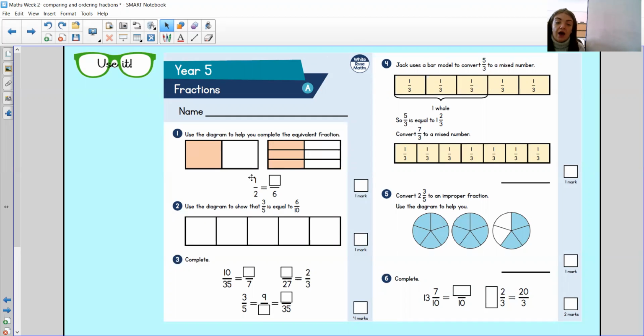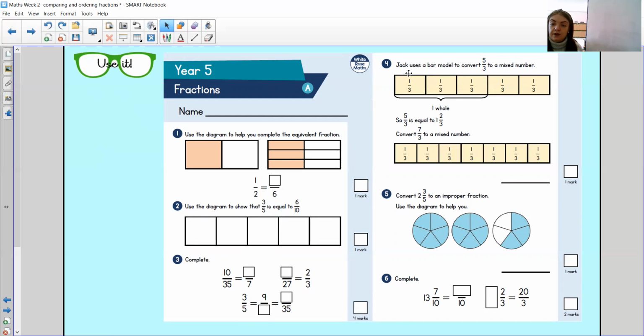So the first one here is just asking you to do an equivalent fraction. So you need to write something in that box there. This one here, I want you to show me that 3/5 is equal to 6/10. So you've got to use a pictorial representation there. So what could you do to that to show me that 3/5 is equal to 6/10? Completing here with your equivalent fraction knowledge, they've given you either the denominators or the numerators, and they want you to find those equivalent fractions.